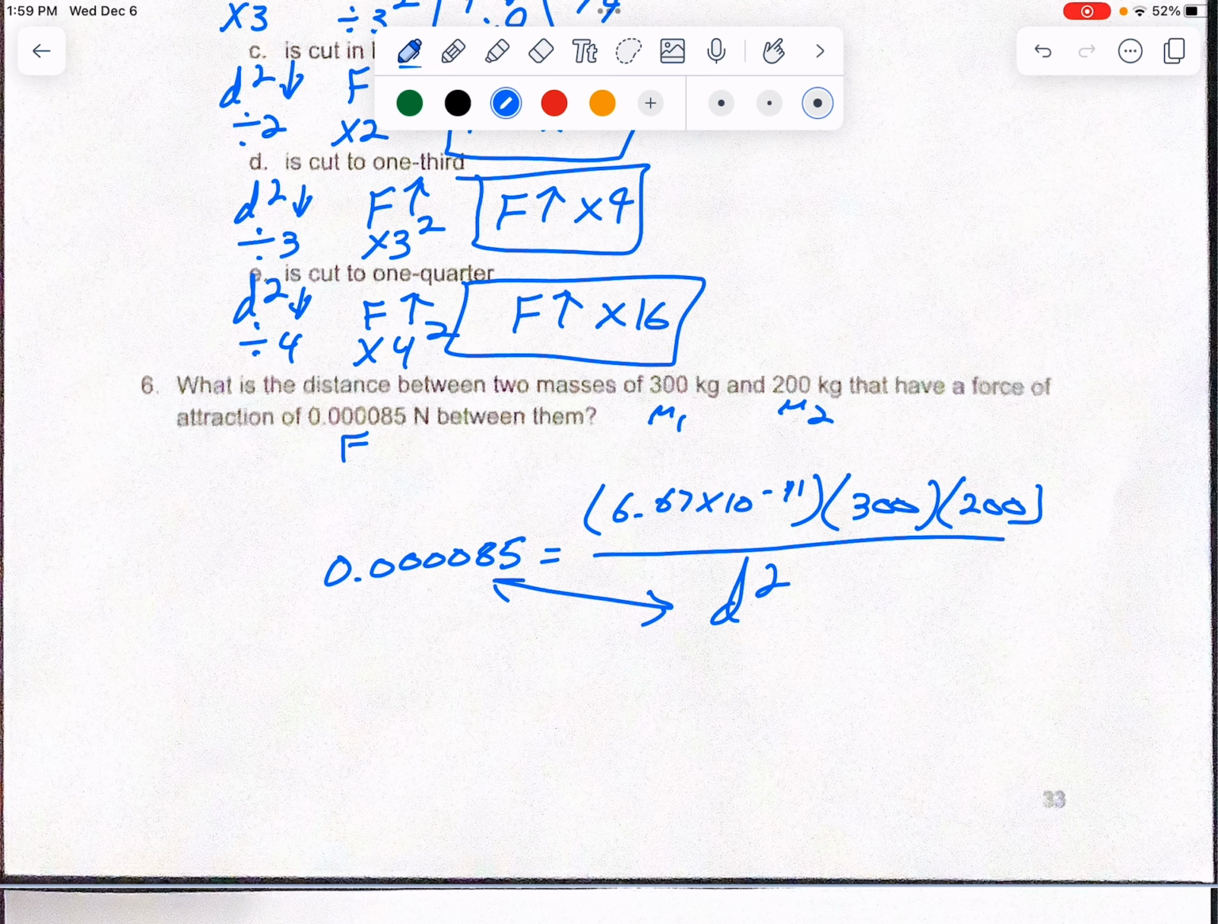Now, just don't forget that when you do that, you're going to get an answer that's equal to d squared. So don't forget to square root at the end to figure out what is distance, not distance squared, but just distance. And you should get d equals 0.22 meters. And that'll end that one.